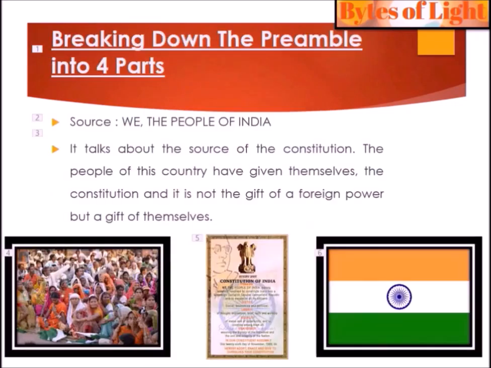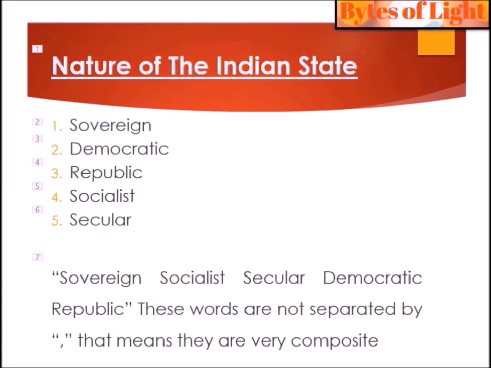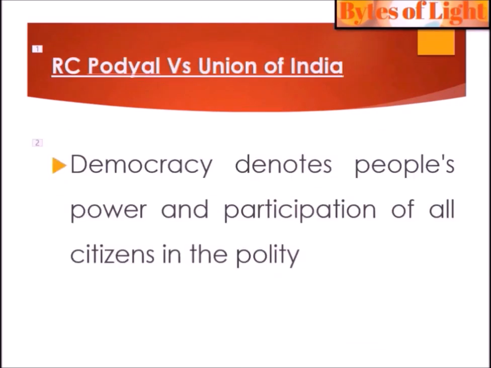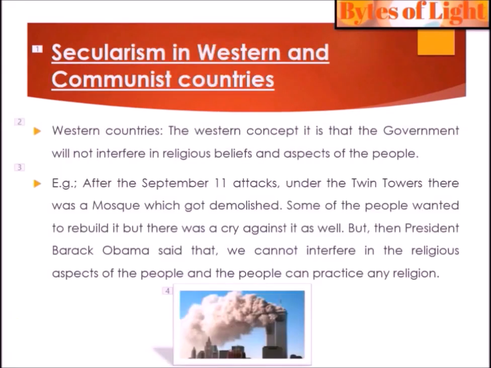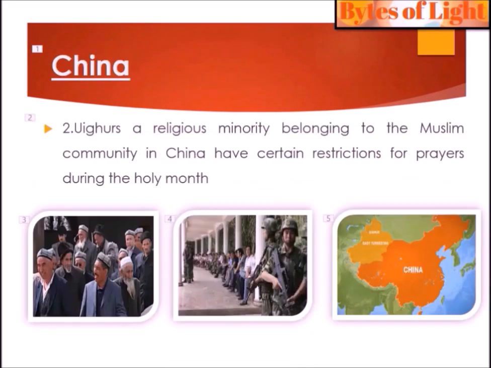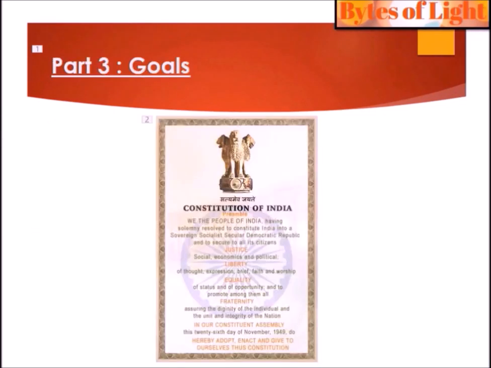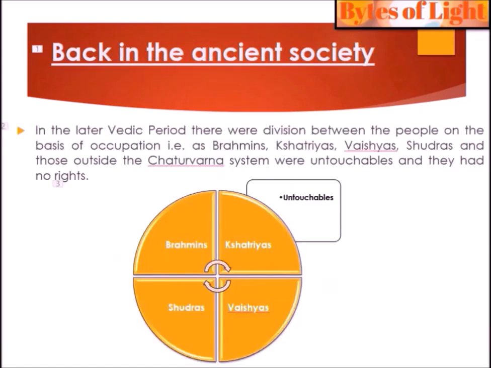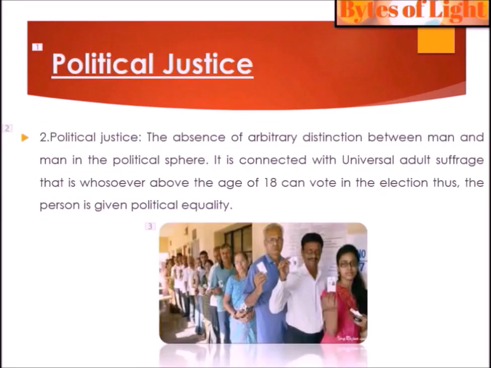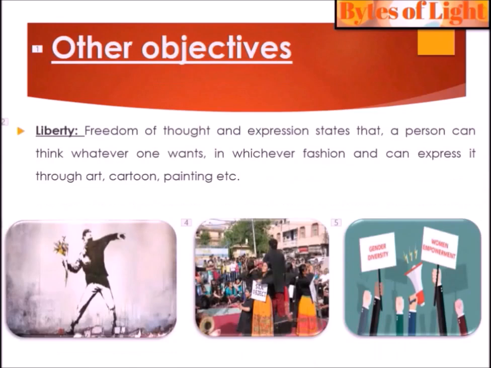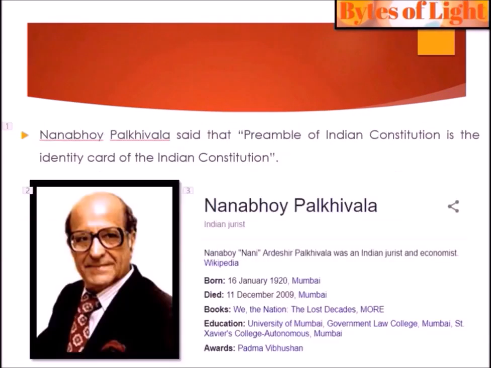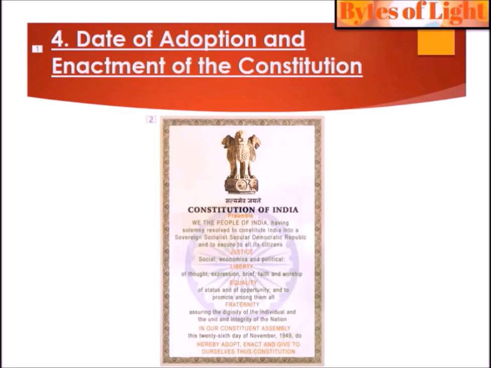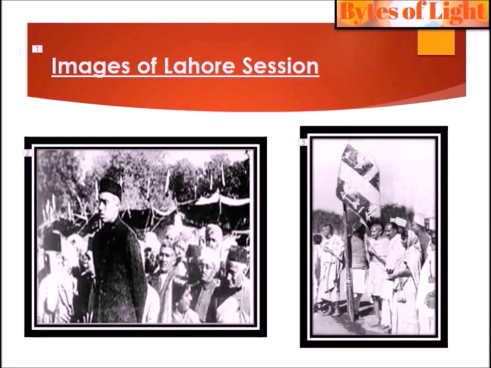About the first part, that is the people. Second one, nature of the state, that is sovereign, democratic, republic, socialist and secular. About sovereign, about democratic, the R.C. Poudyal versus Union of India case. About republic, socialist and secular. And the way secularism in western and communist countries, the case of China, the case of India, and the summary of it. Then the third part, that is the goals, that is goals and objectives of the Indian Constitution. Justice, social justice, the problems in ancient India, the examples of discrimination, political justice, examples, economic justice, liberty, equality, fraternity and dignity. About Nanabhai Palkhiwala and whether the preamble is a part of the Constitution or not. And the last one, that is date of adoption and enactment of the Constitution. And about the Lahore session of the Indian National Congress.